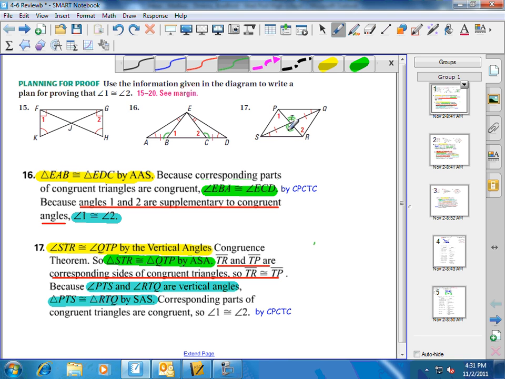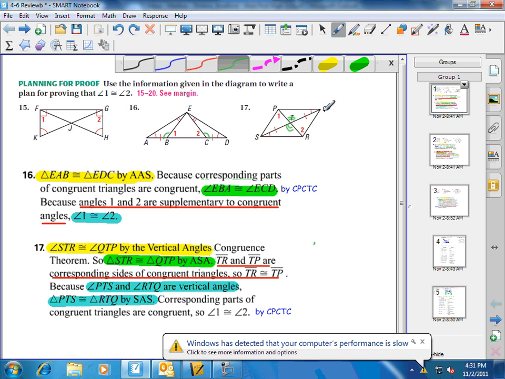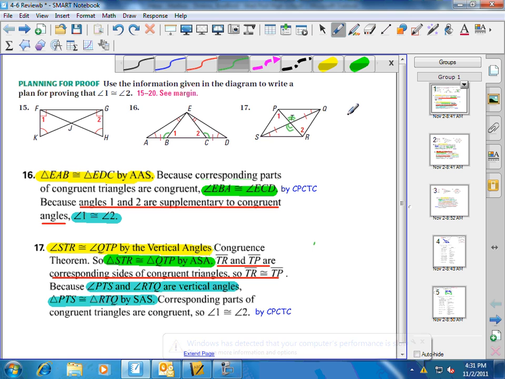Angle side angle. All right. Now that doesn't get us anywhere, we're still not where we need to be to show that angle 1 and angle 2 are congruent. So let's think about this. Angle 1 and angle 2 are in triangle STP and RTQ. So let's see if we can show that those triangles are congruent, maybe using some of what we've done already.